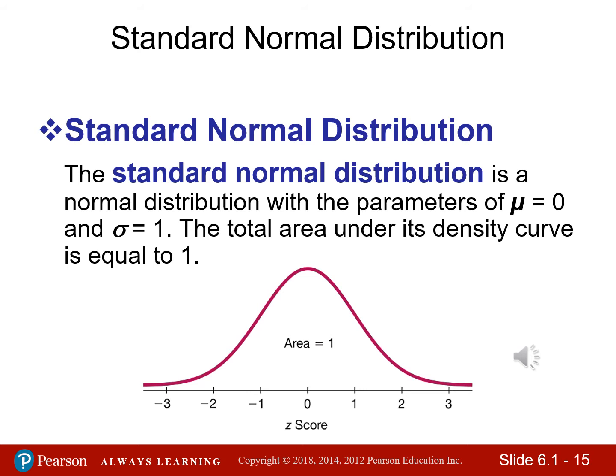The area under this density curve is equal to 1, and we will use z-scores as a label for the x-axis, or the horizontal axis. We can define the standard normal distribution as follows. The standard normal distribution is a normal distribution with the parameters mu equals 0 and sigma equals 1. The total area under the density curve is equal to 1.